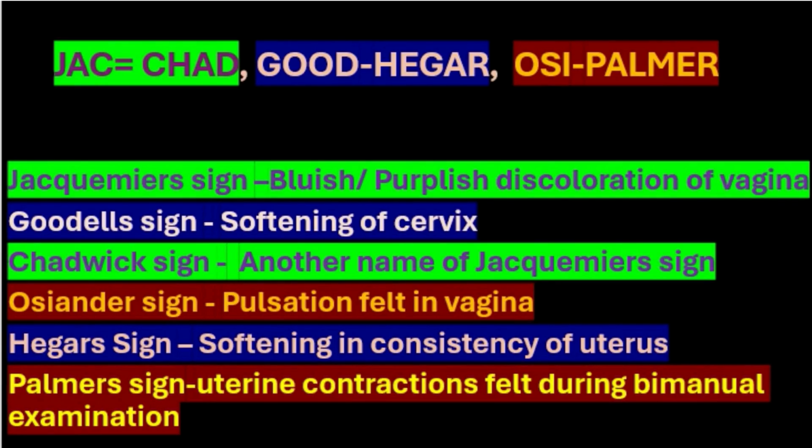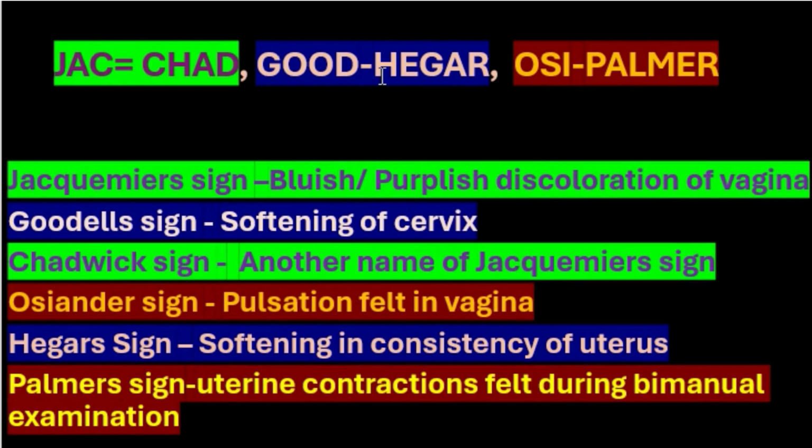Here also the same way I have used color codes and short codes for connecting the related terms so that you will avoid confusion. Jack is equal to Chad, Good is similar to Hegar, and O.C. is similar to Palmer. So we will see what the similarities are. Jacquemier sign is bluish purplish discoloration of the vagina, and Chadwick sign is another name for Jacquemier sign. So these greenish highlighted areas for Jacquemier sign and Chadwick sign are the same thing.